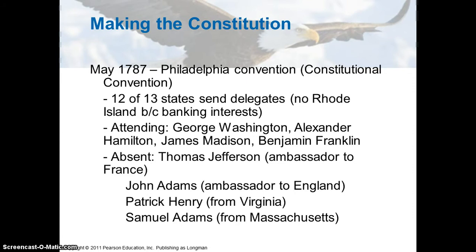And Samuel Adams is left out. Massachusetts doesn't even send him. He's a little too radical for their thought. He is totally against a strong central government, and he would probably hold up the works. So he's never really invited, which is odd considering he is one of the top politicians of the time.